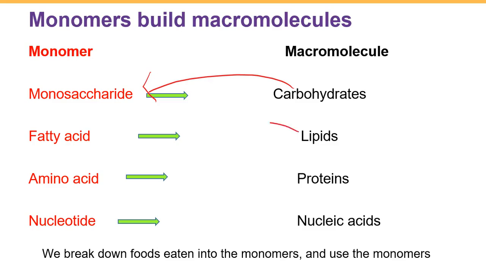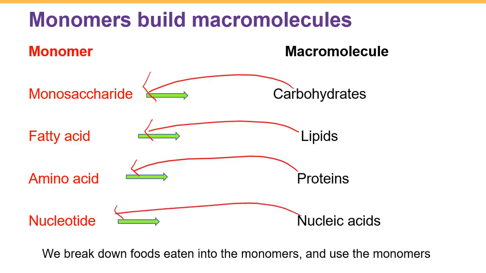Lipids are another macromolecule. If we break them down, the monomers would be fatty acids, so fatty acids and glycerol join together to make the lipid. Protein is also another macromolecule. If we break them down, the monomers would be amino acids, so many amino acids join to form proteins. And then finally we have nucleic acids. Their monomer is the nucleotide, so many nucleotides join to form nucleic acids like DNA or RNA.